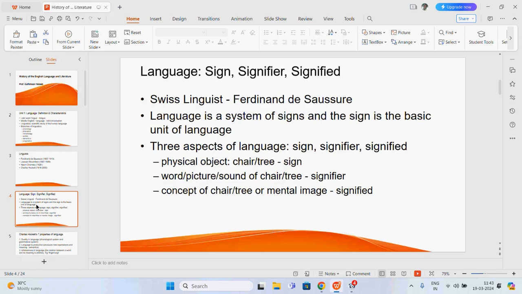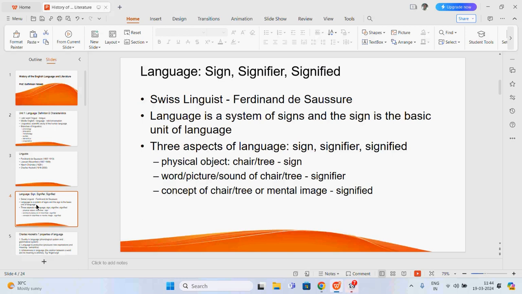For today, let us quickly look at what the Swiss linguist Ferdinand de Saussure says about language. For Saussure, language is a system of signs, and sign is the basic unit of language. So the terms, as you can see on the slide heading, sign, signifier, signified, are important in the study of language. According to Saussure, there are 3 aspects of language: sign, signifier, signified. Let us try to understand each one of these one by one.